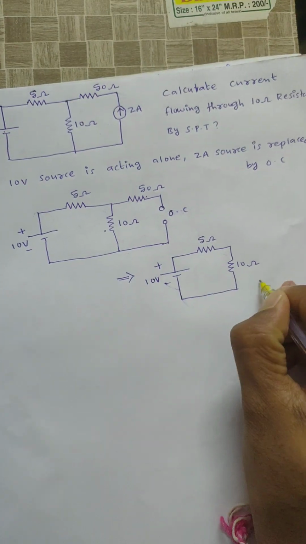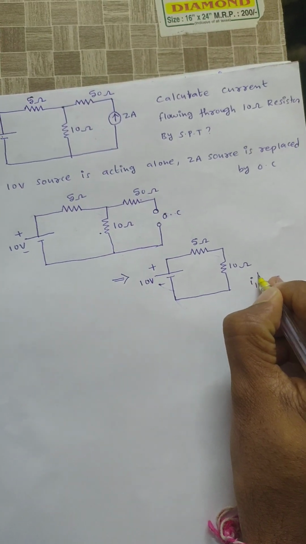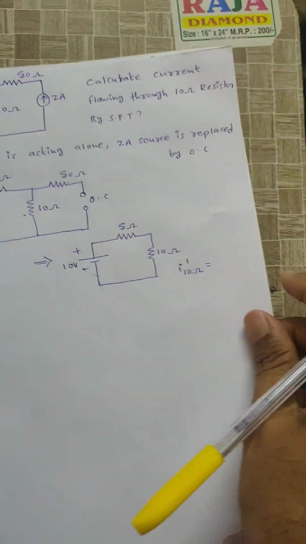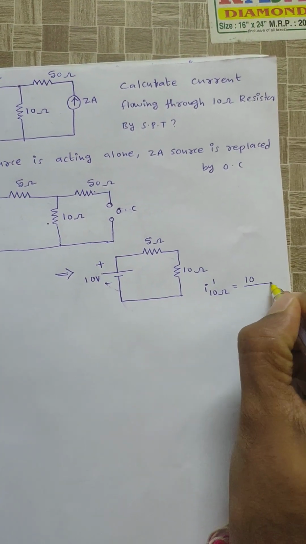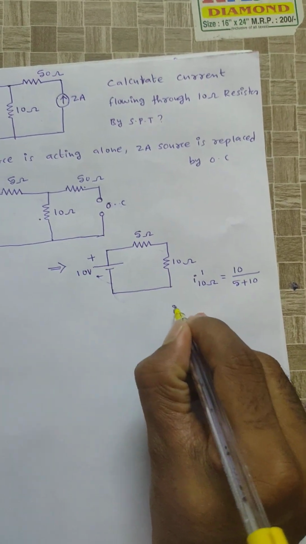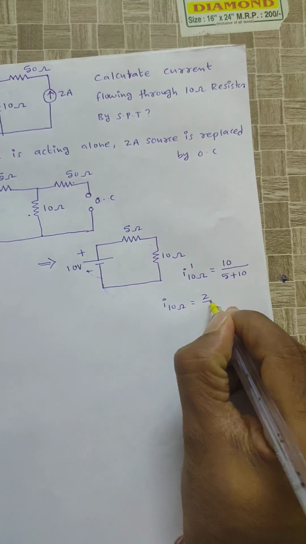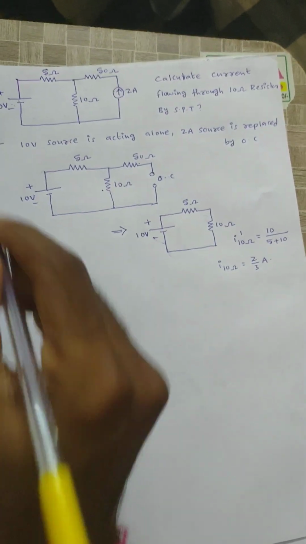That means the current flowing through the 10 ohm, which I am indicating as I dash. By using Ohm's law, I equals V by R equivalent, right? That is 10 by 5 plus 10. In series the current is the same, right? And the current flowing through the 10 ohm will be 10 by 15, that is 2 by 3 amperes. That is case 1.